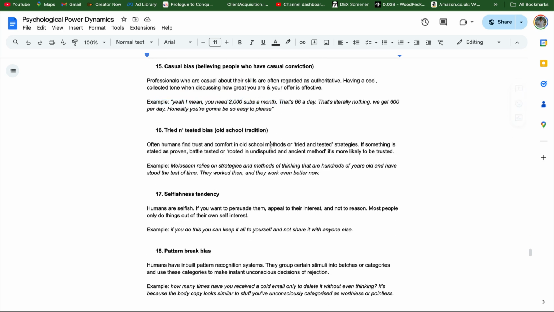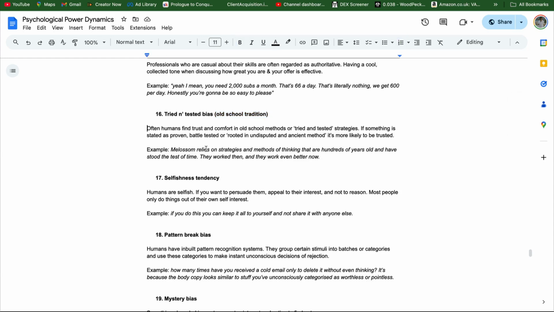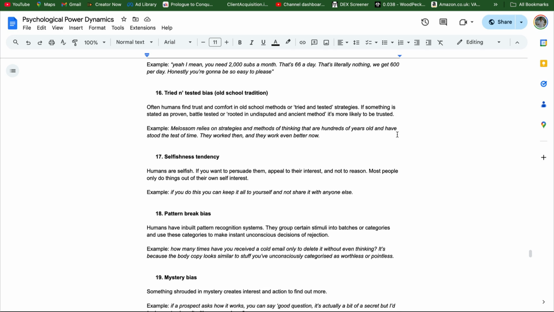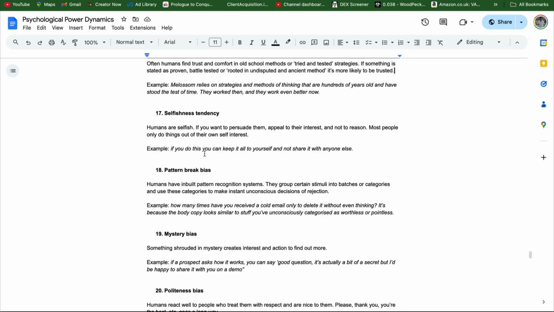That's an example, right? Tried and tested bias, old school tradition. Often humans find trust and comfort in old school methods or tried and tested strategies. If something is stated as proven, battle tested, or rooted in undisputed and ancient method, it's more likely to be trusted, right? Again, that's why I say acid tested systems. Example, Molosum relies on strategies and methods of thinking that are hundreds of years old and have stood the test of time. They worked then and they work even better now.